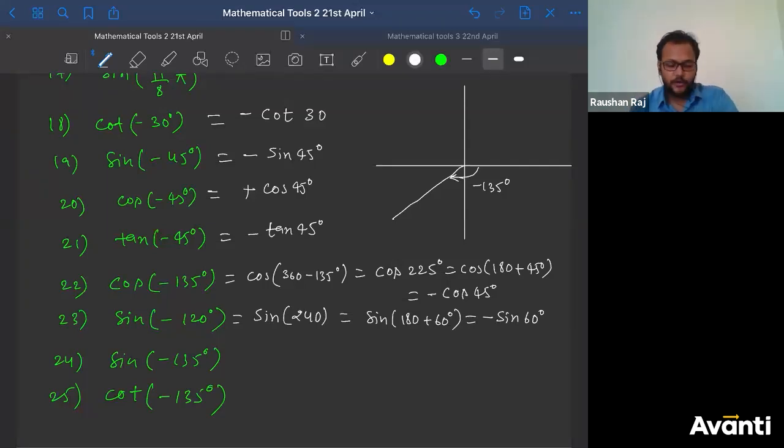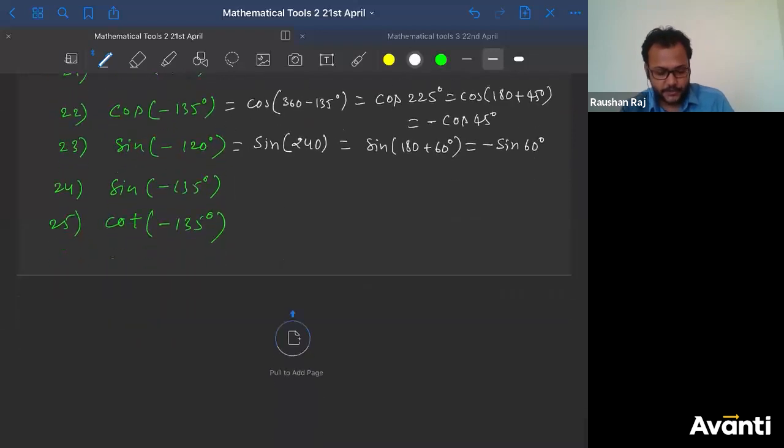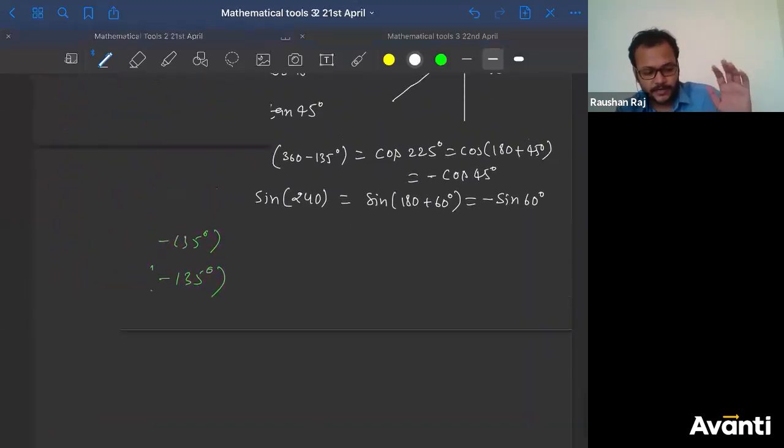So I hope this concept is clear to all of you. You need to practice some more numericals. So I'll be adding some more numericals in the assignment for today's class. And now let me teach you thoda sa alag sa concept.